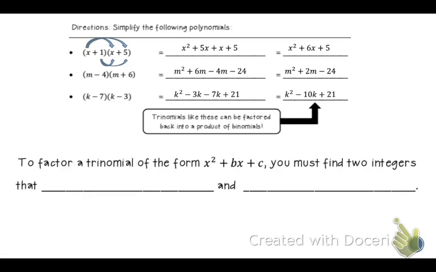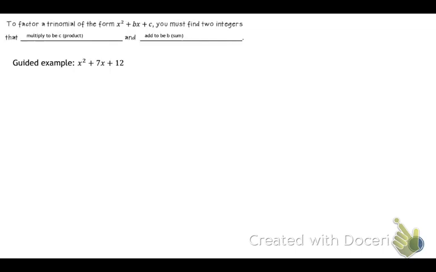Okay, to factor a trinomial, so now these aren't perfect squares and we have a number in the middle, right? That's why it's called a trinomial, because we have 3 terms. You must find 2 integers that multiply to be c, so it's a product of c, and add to be b, so the sum is b. Okay, let's do some examples.